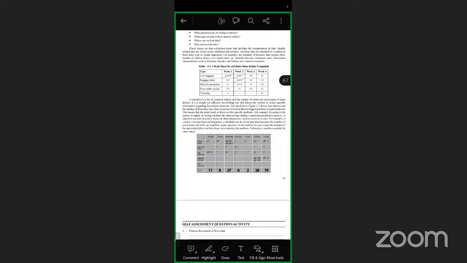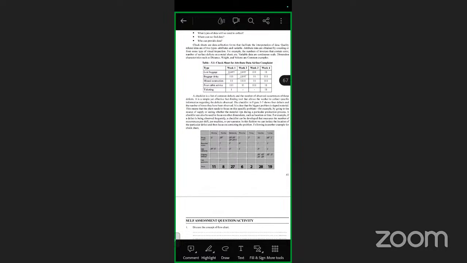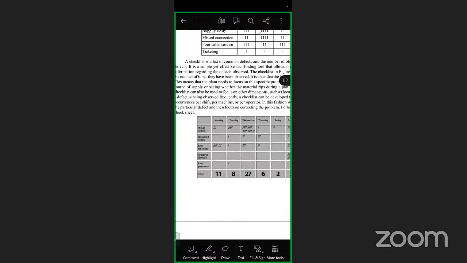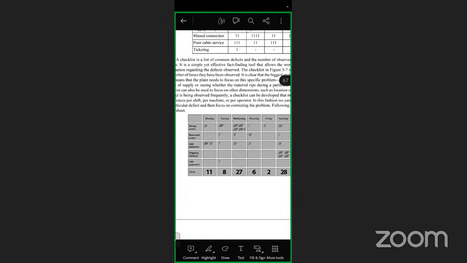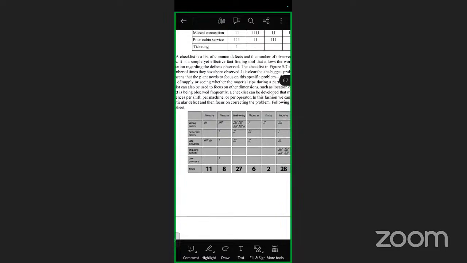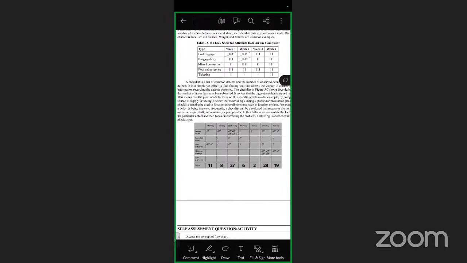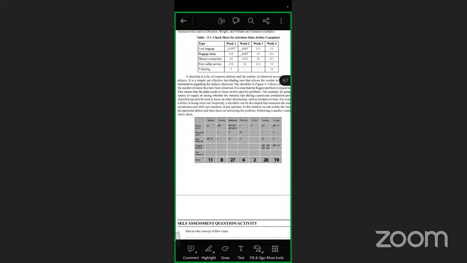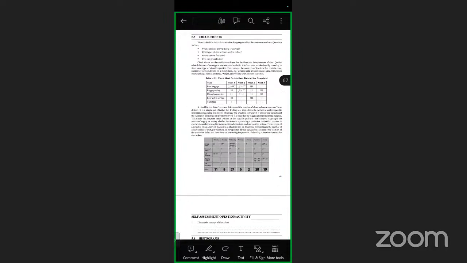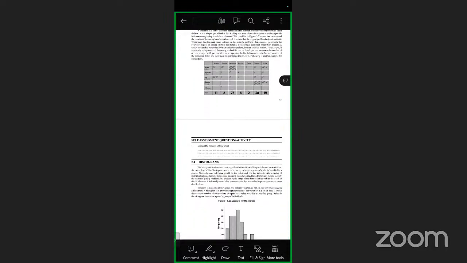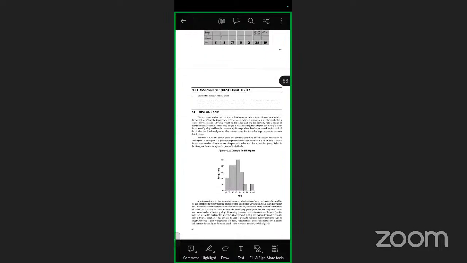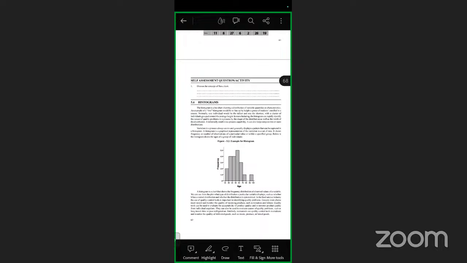We need to ask, so here also we are going to see wrong orders, reworked orders, late deliveries, shipping damage, late payments. So these are the things, like Monday, Tuesday, a daily checklist. This checklist is a kind of numerical data which helps in representing the data. Next, histograms. It's a very important thing.